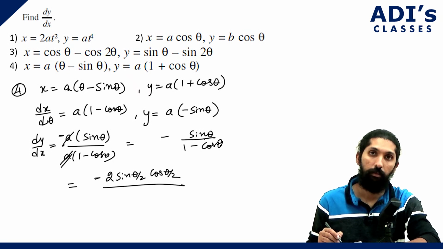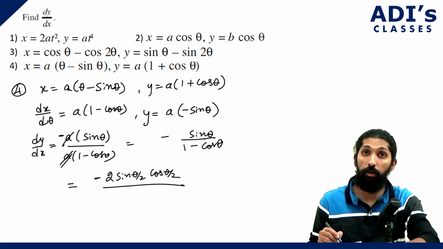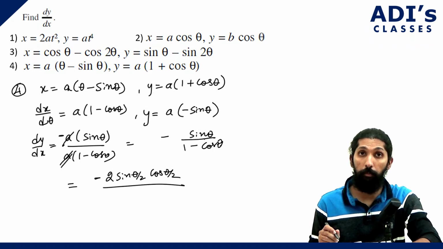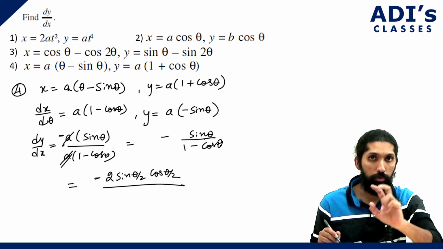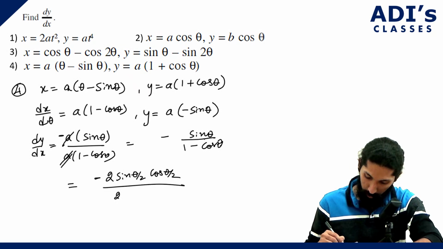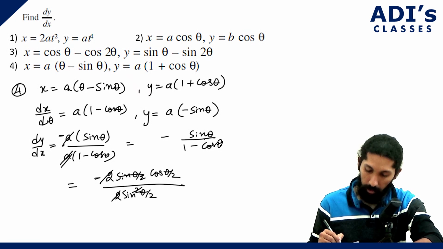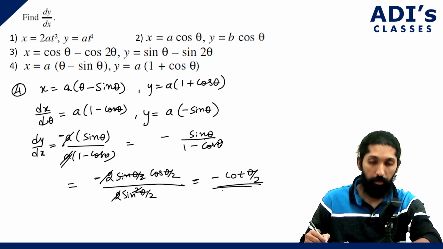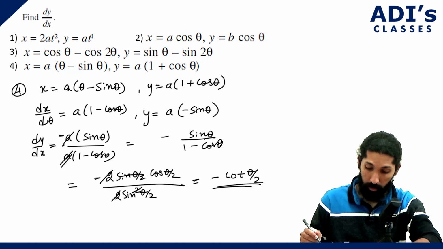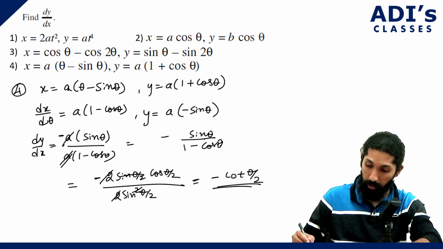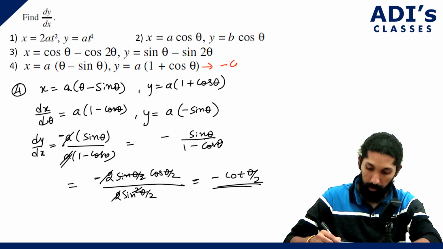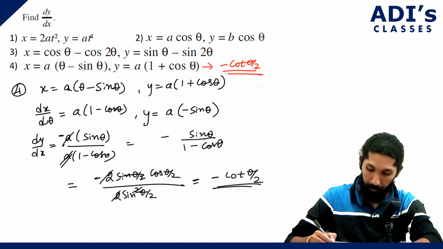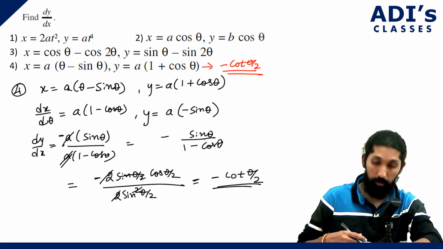Correct? Now, when you have 1 minus cos theta, you have to think which formula do we use? If you remember, 1 minus cos 2 theta becomes 2 sin square theta. So, this is going to be 2 sin square theta by 2. One sin theta cancels out. So, we end up with minus cot theta divided by 2. Clear? So, minus cot theta by 2. This is going to be the answer for the fourth one. Fair enough? Now, let's do the next one.